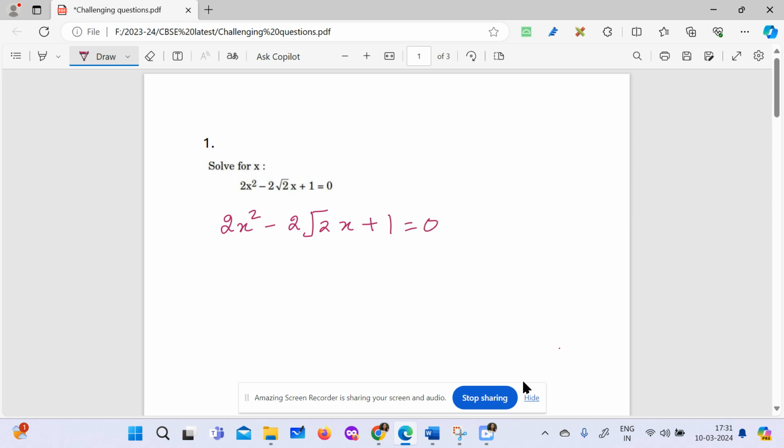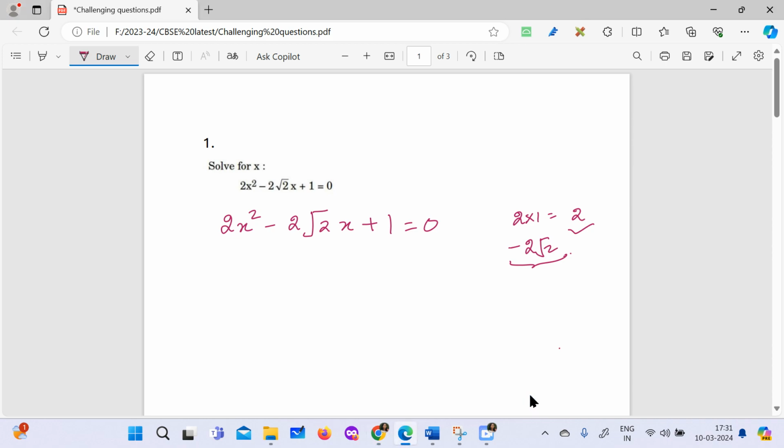So the product of the numbers is 2 into 1, which is 2, and the sum is minus 2 root 2. Okay, so we have to split this term so that when we multiply we get 2, and adding we get minus 2 root 2. So these two terms will be minus root 2 and minus root 2. Multiplied, this will give you a positive 2, and at the same time minus root 2 plus minus root 2 will give you minus 2 root 2. I hope all of you know this. So we will replace minus 2 root 2x with minus root 2x and minus root 2x.